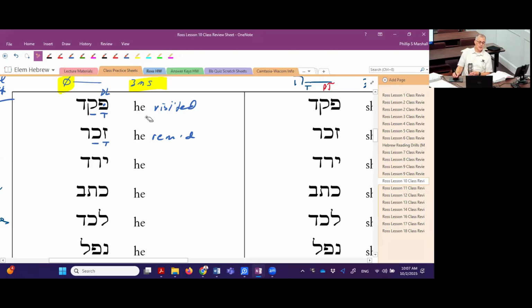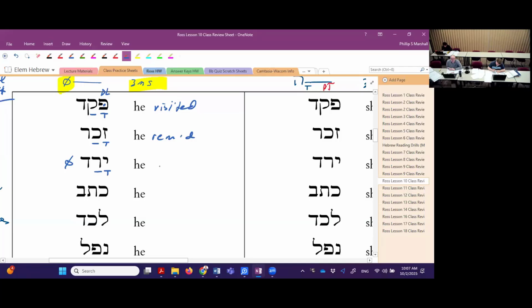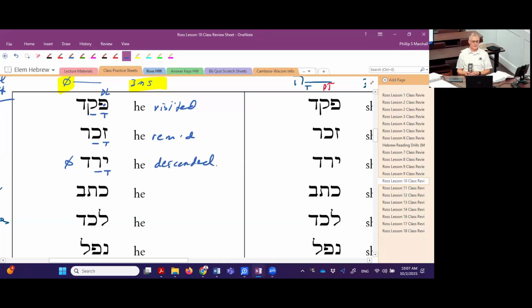Okay? So what vowels go under the Yod and Resh of the next verb? Root 1 gets Qamets, root 2 gets Patach, and for 3MS, Dalet gets nothing. Right? So it's Yarad. Everybody say it: Yarad. So the first three, everybody: Pakad, Zakhar, Yarad. Notice the vowels are all the same, so these verbs should all rhyme, shouldn't they? Pakad, Zakhar, Yarad. He what? What's Yarad mean? Descended, or went down. We'll go with descended here. He descended. He went down.